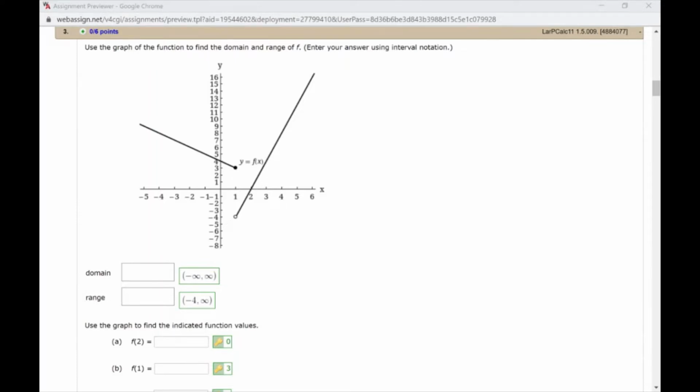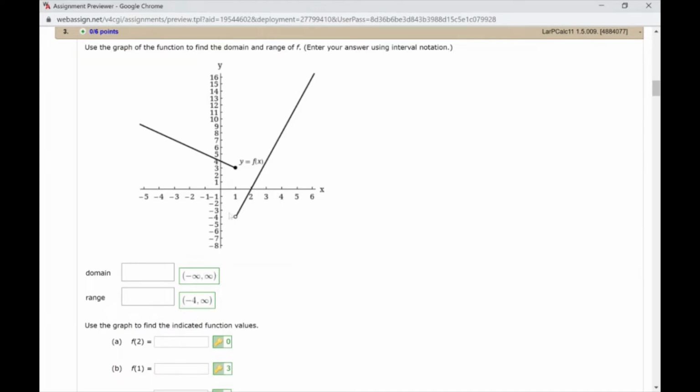Hold on, y'all. Isn't this the bottommost point right here, Mary? Right here. Yes, ma'am. It corresponds to what number on the y-axis? -4. But we don't include it because it's not bubbled in. It's a hole right there, or we will call it an open circle. So that's the lowest y value, but it's not included.